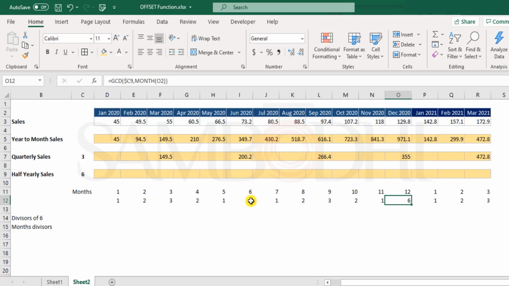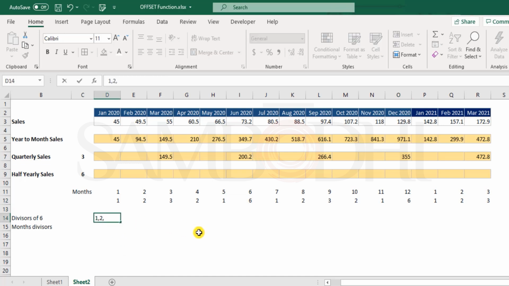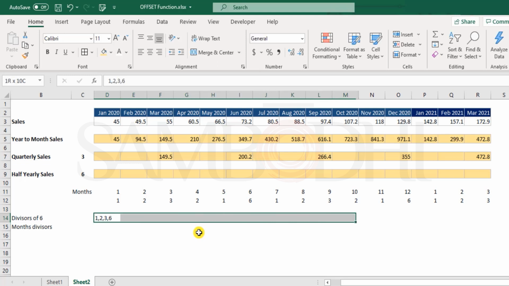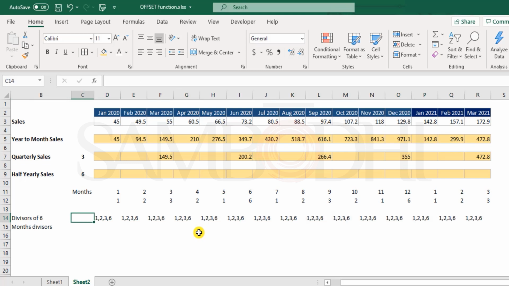So here we have 6 twice. That's 2 half years. How did this happen? Well, what are the divisors of 6? It's 1, 2, 3, and number 6, of course. So 1, 2, 3, and 6 is constant across because we are referring to divisors of 6. What about the month divisors for January? It's 1. What about February? It's 1 and 2. And March, it's 1 and 3.